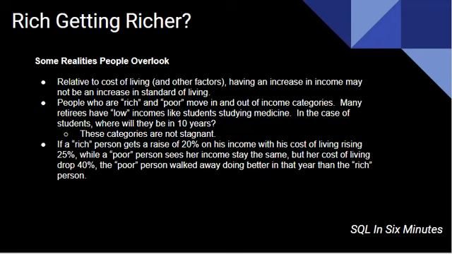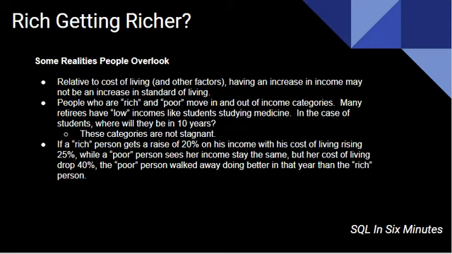The retiree at one point may have been making $200,000 a year, but then he or she retires, and now they're only making $40,000 in, let's say, Social Security and dividend income, etc., right? Also, if a rich person gets a raise of 20% on his income, with his cost of living rising 25%, while a poor person sees her income stay the same, but her cost of living drops 40%, the poor person in this example walked away doing better in that year than the rich person. But the rich person on an income level got richer, while the poor person did not get richer.